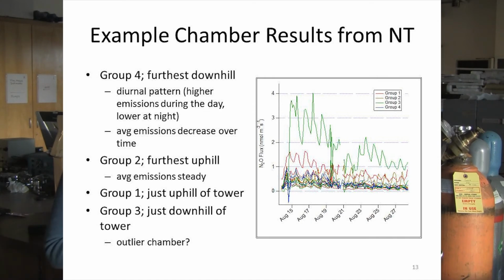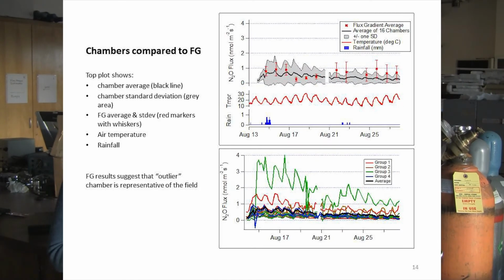So the bottom plot on this slide is showing that same time series of the different chambers grouped by color. And the black trace you'll see there is the average of all 16 chambers over the 2-week period. And then the top plot is showing that average in black and the standard deviation in the gray shaded area. And the red markers are showing the flux gradient measurements from each day, the average and the standard deviation. Also plotted on the top plot are the air temperature and the precipitation during this 2-week period.